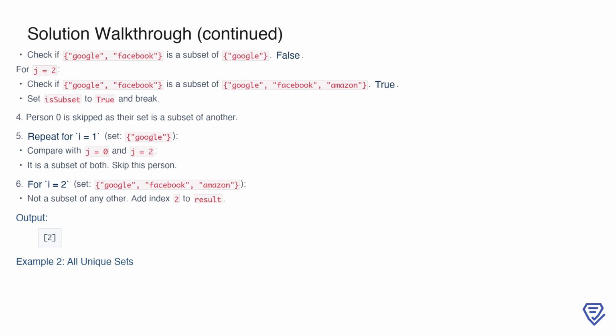We then move on to the next person, i equals 1, whose set is {Google}. This set is compared with both j equals 0 and j equals 2. In both cases, {Google} is a subset of the other sets, so this person is also skipped. Finally, for i equals 2, the set {Google, Facebook, Amazon} is compared with the others. It is not a subset of any other set, so we add their index, 2, to the result. The output for this example is [2], meaning only the third person's list is not a subset of another.